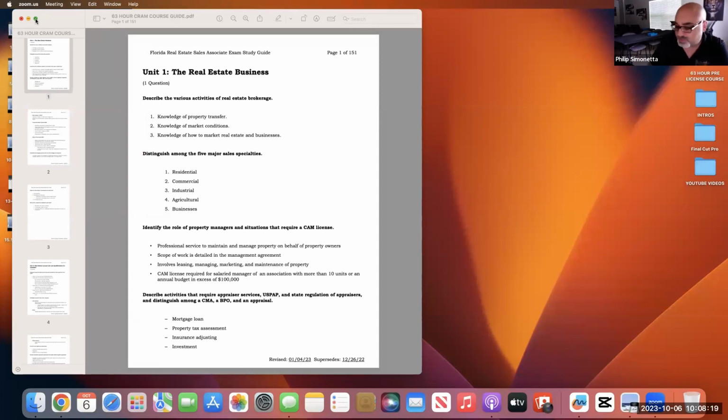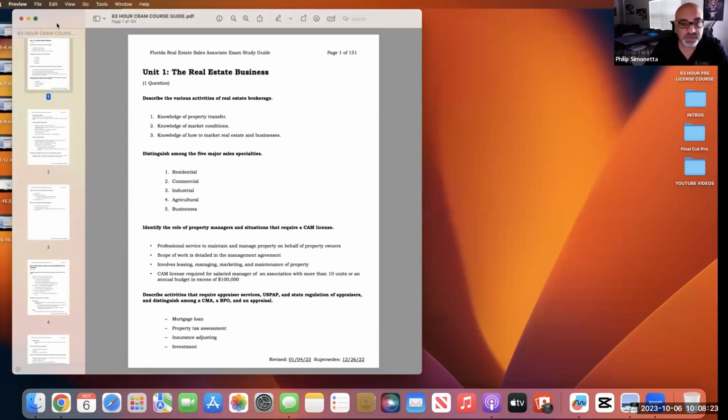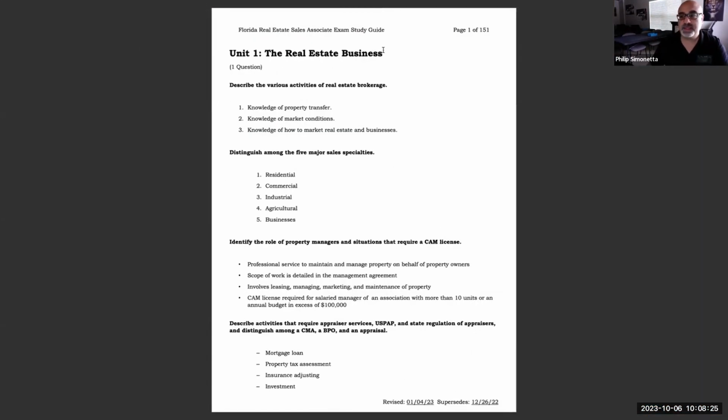Okay, so let's start with unit 1. If you guys have any questions in the meantime as we're going through it, just ask. And you have a copy of this. I gave you a copy of this, so this is something you want to reference. If you want, highlight things or make notes, but these are things you need to know.